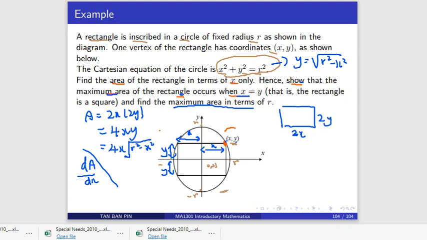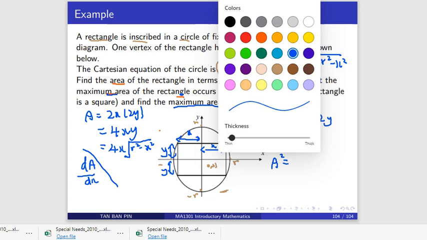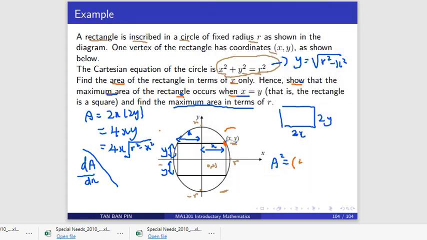So one way to do it is you consider the square. If you consider the square, then it's easier. If you consider the square, it means you square everything. So it means it's 4x times the square root of r squared minus x squared, whole squared, which will give you 16x squared bracket r squared minus x squared. You find this is easier to do.